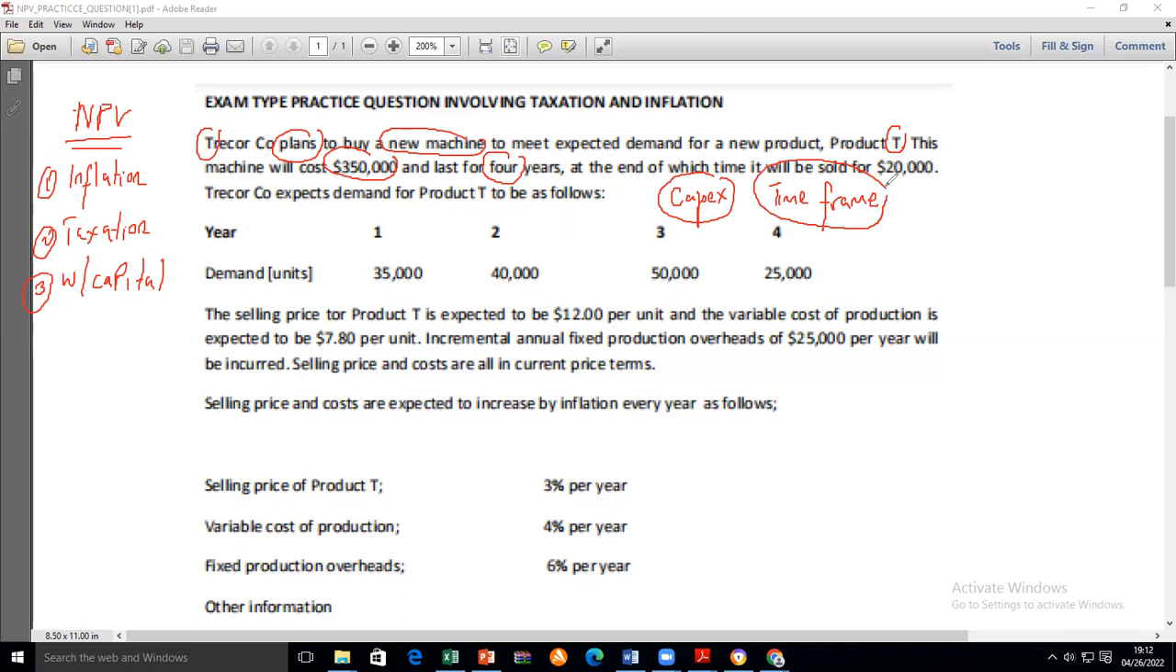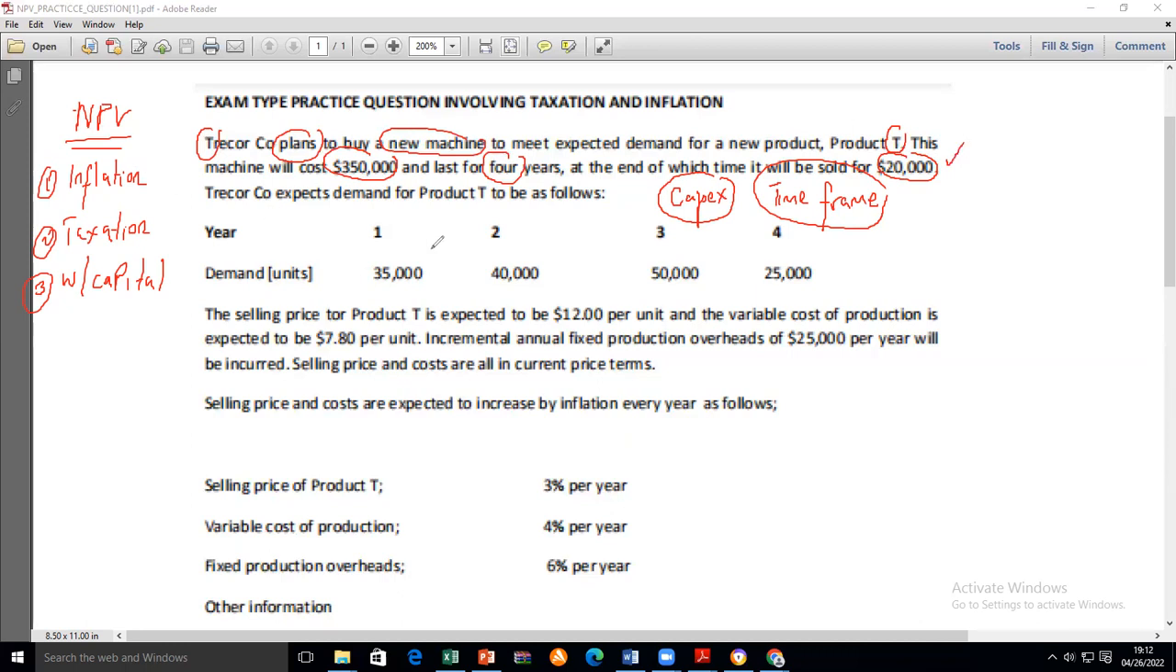And also the time frame. Over how many years are you going to appraise this project? And also, is there a disposal proceed at the end? So at the end of which time it will be sold for $20,000.